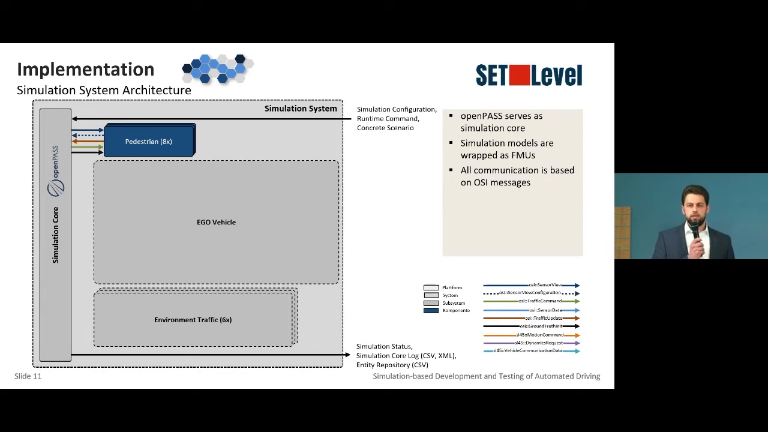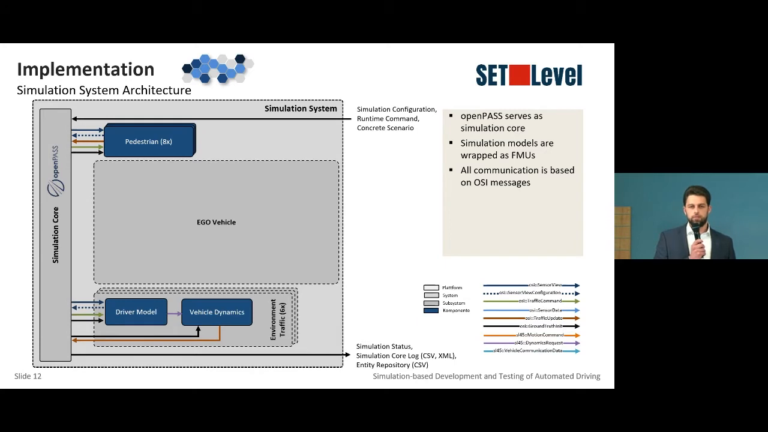Now, when we take a look at the environment traffic, we see that the setup is slightly more complicated though. This is because we now don't have only one model, but we couple two models together. The first model is an agent model. It's the driver behavior model, so to say, that controls the environment vehicle.